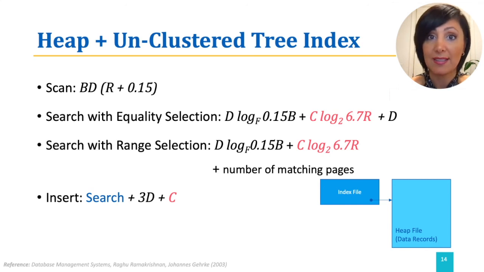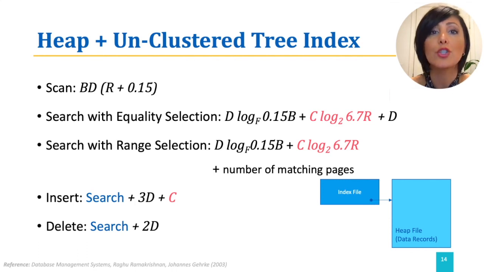For delete, we need to find the data entry in the index, which has exactly the same cost of search. Then we need to write the modified pages in the index file and in the data file. This will have a cost of D for each, adding another 2D to the total cost of delete.